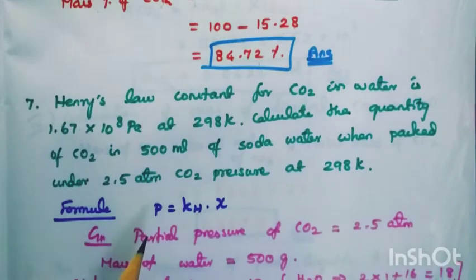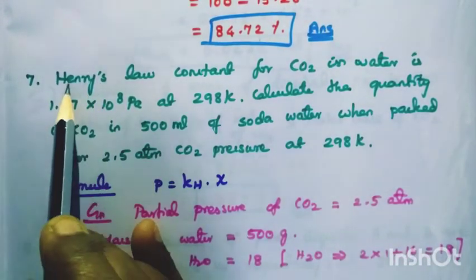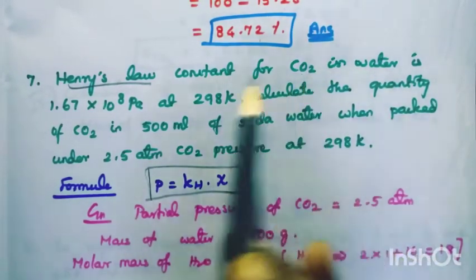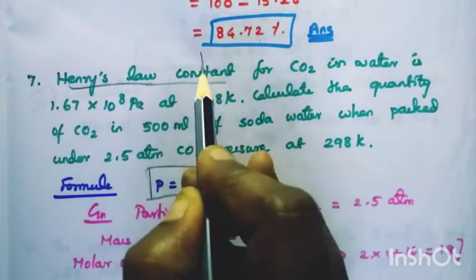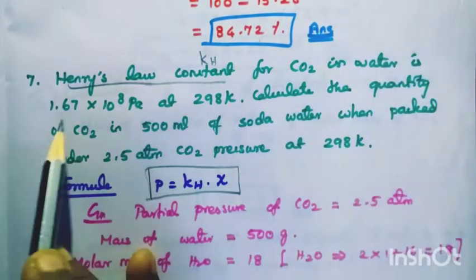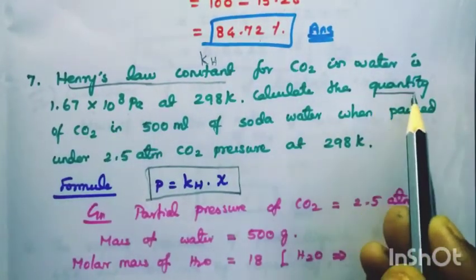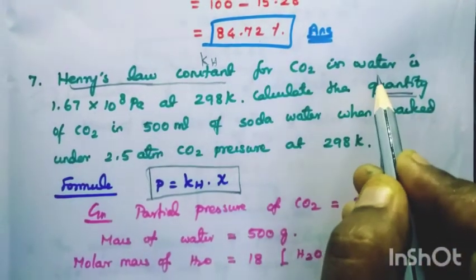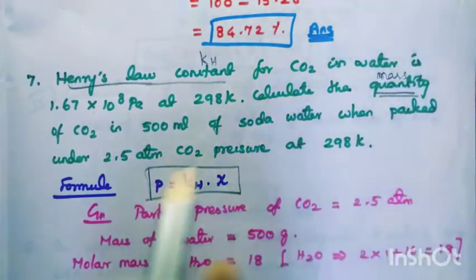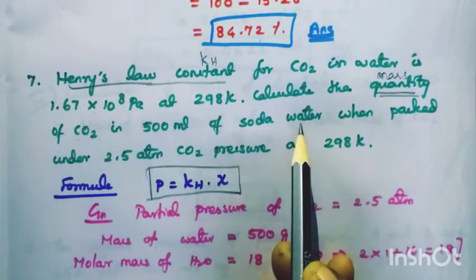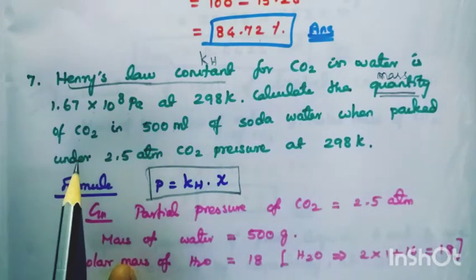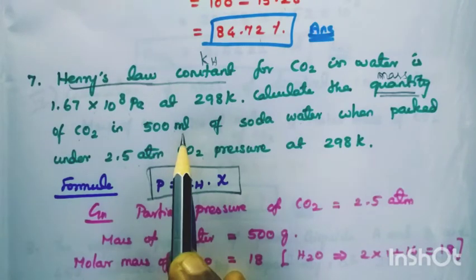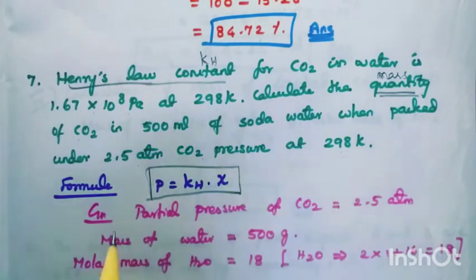Let's move to the 7th problem. Henry's law. We know this is Henry's law, partial pressure. The Henry's law constant, KH, for carbon dioxide in water is this one. Calculate the quantity, quantity means amount, that is mass, of carbon dioxide in 500 ml of soda water when packed under 2.5 atmosphere of carbon dioxide pressure. Volume is here. Temperature 298 Kelvin. First write the details.